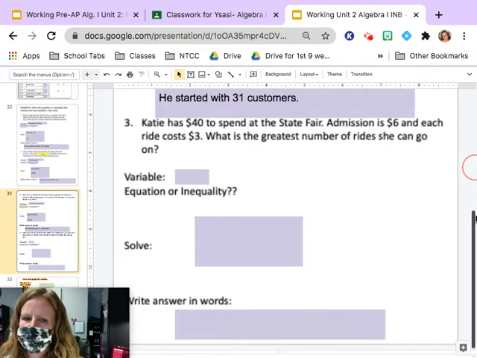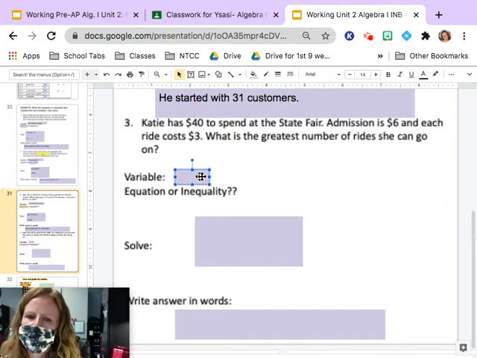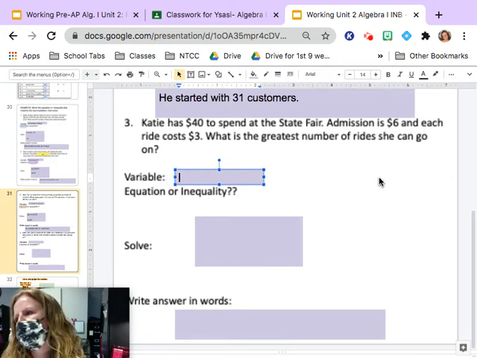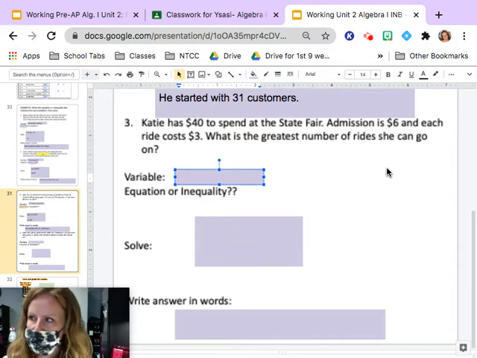Okay, the next problem. Katie has $40 to spend at the state fair. Admission is $6 and each ride costs $3. What is the greatest number of rides she can go on? So let's talk about the variable first. What are we trying to find? The number of rides. Yeah, so what letter could we use? R. Number of rides.